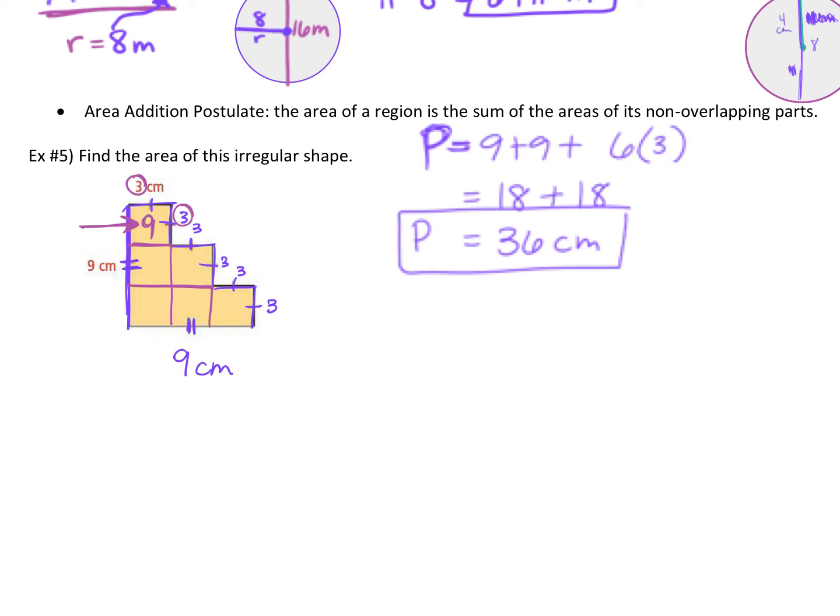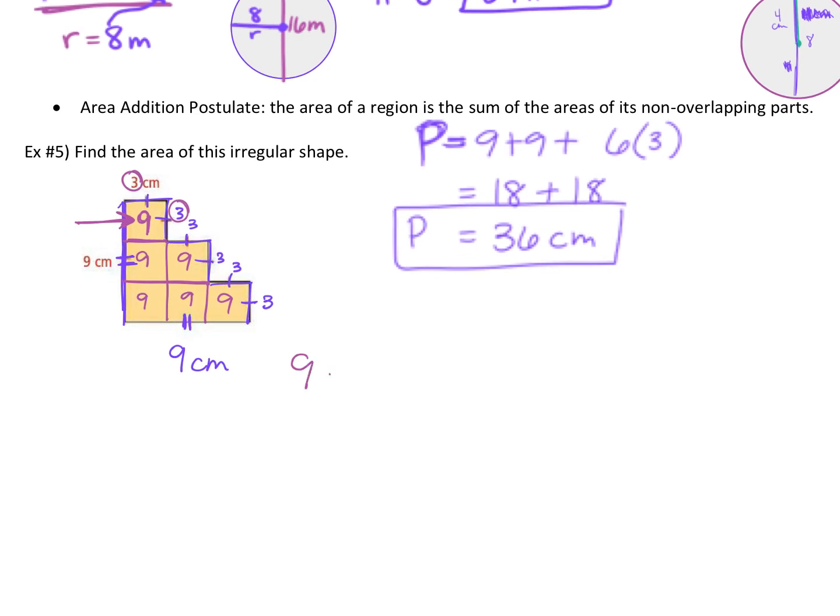Here's the beauty of this one. Every single one of those boxes is the same size. So that means you know the area of every box without having to calculate the area anymore, right? So the area of each box is 9. How many of them are there? 6. So 9 times 6 is 54 square centimeters. Okay, so you can do it that way if you want.